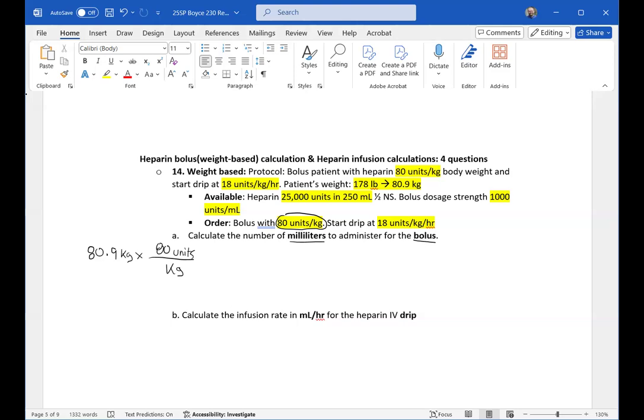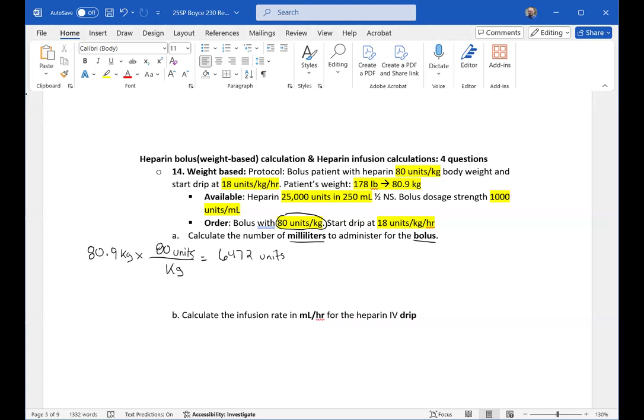But what we're going to do is take that 80.9 and multiply by 80, and I'm going to get 6,472 units. Now, if the question said how many units to administer, you'd be done. That's not what it's telling us. It's telling us it wants to know how many milliliters.